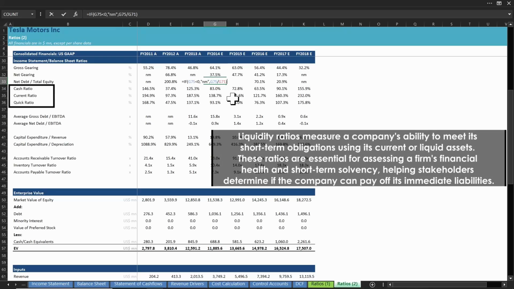Liquidity ratios measure a company's ability to meet its short-term obligations using its current or liquid assets. These ratios are essential for assessing a firm's financial health and short-term solvency, helping stakeholders determine if the company can pay off its immediate liabilities.